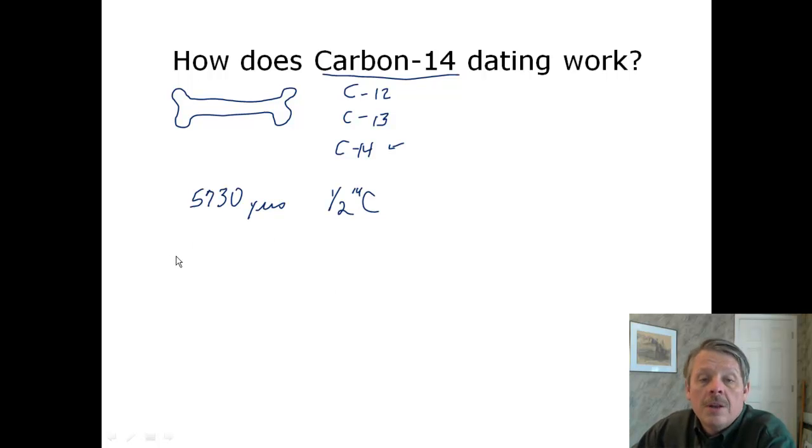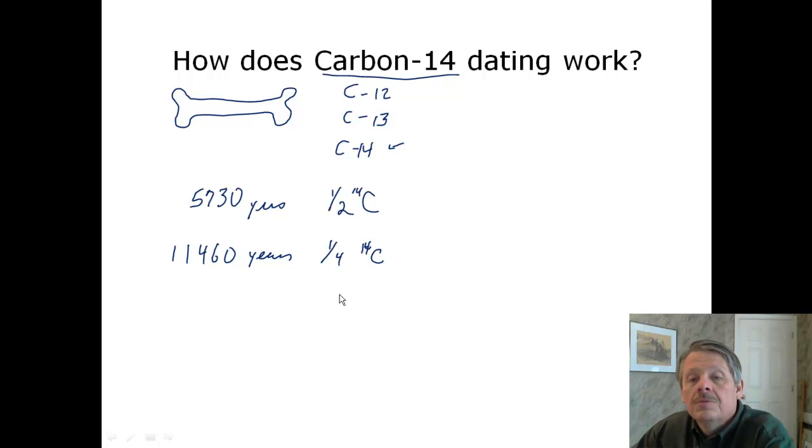If we waited another 5,730 years, or a total of 11,460 years, there'd only be a quarter of the carbon-14 that we started with. And if we waited another 5,730 years, we'd only have an eighth as much. So that's the way carbon dating works. What they do is they look at an old bone or a clay pot or something else that was made using carbon, and they can figure out how much carbon-14 is in there now, and hence they can date it to figure out how old it was.